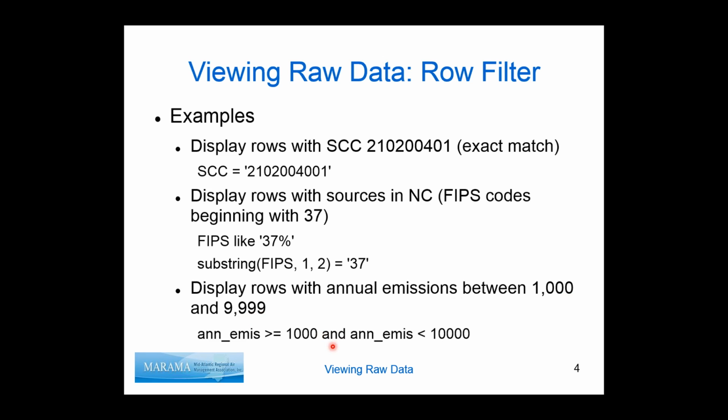Now this AND means we need to match both criteria. There's also the option of OR, where you would match either criteria. In that case, that would give us all the emissions, basically. If this was an OR case, you'd be finding all the emissions that are greater than or equal to 1,000, or all the emissions that are less than 10,000, which would end up covering all values.